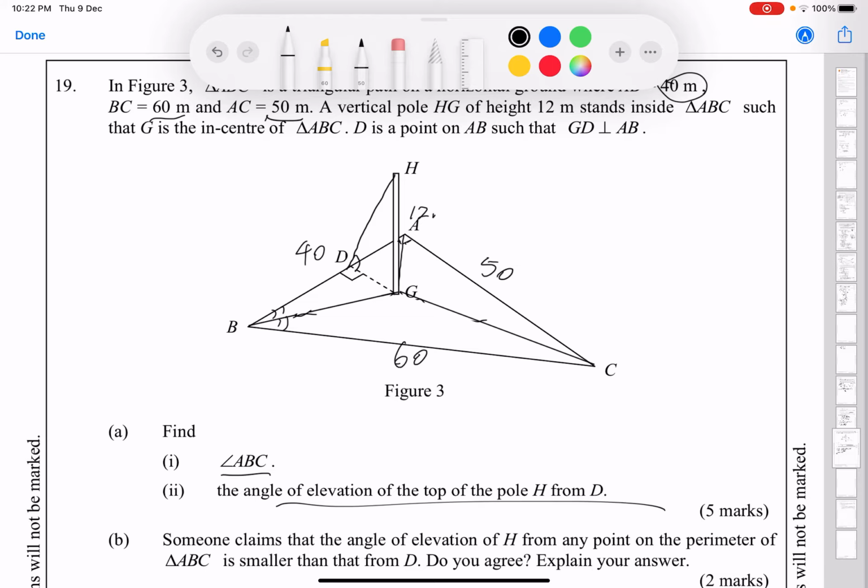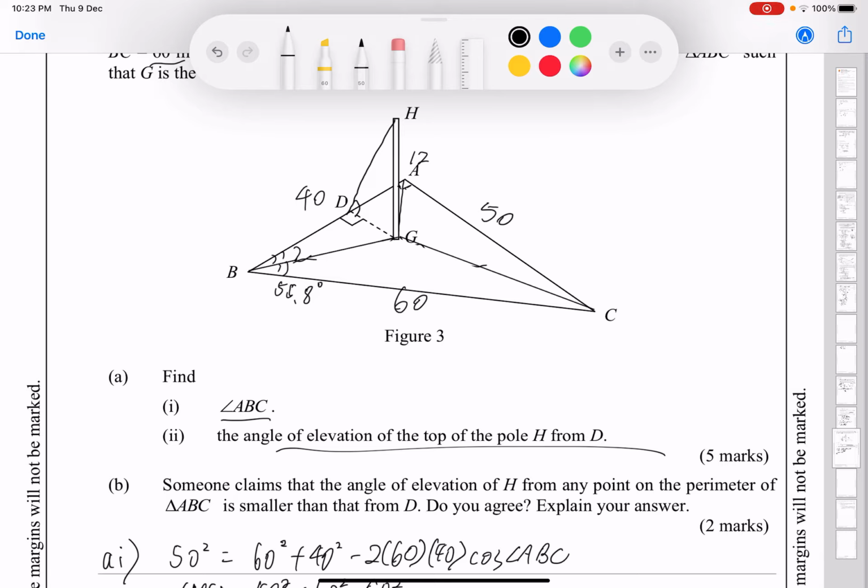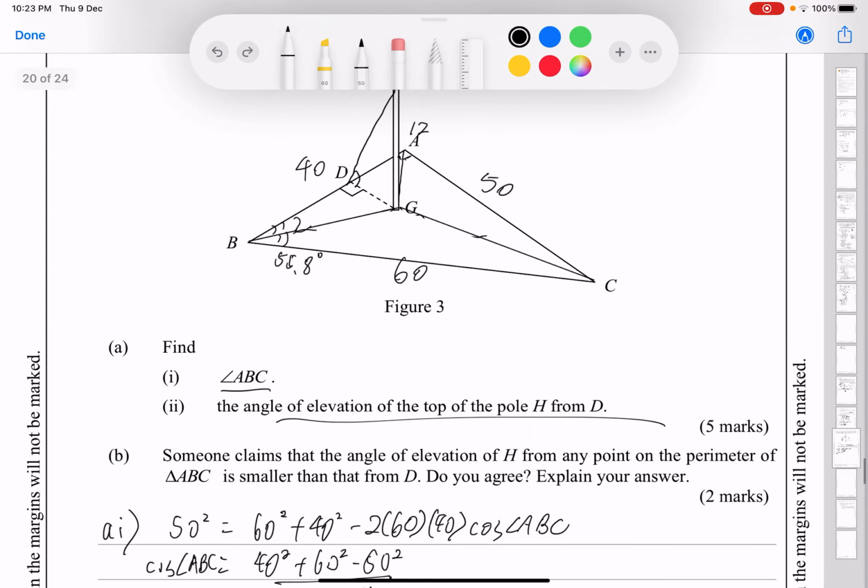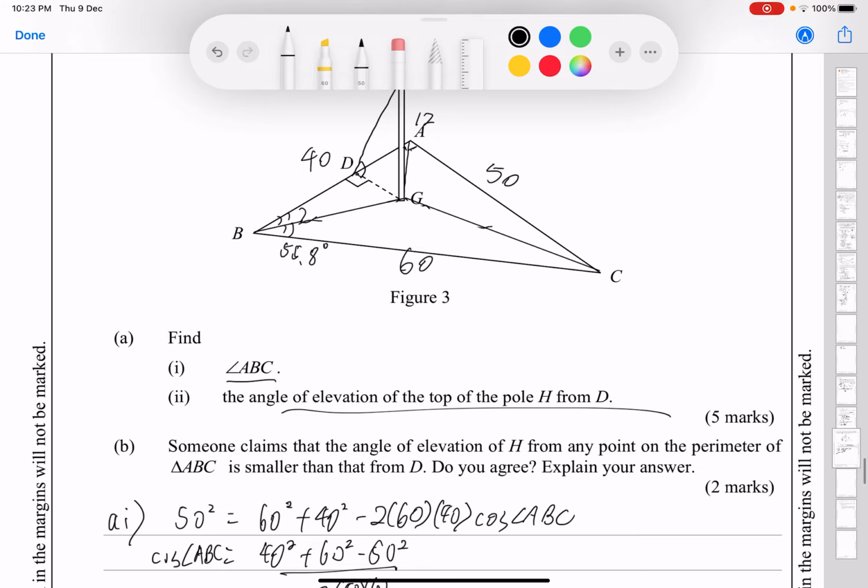So, as we know that this angle is 55.8, we will also know that this angle is half of 55.8. And also, we will know this angle as well. And angle DAG will be half of that of DAC. By that, we can find this.